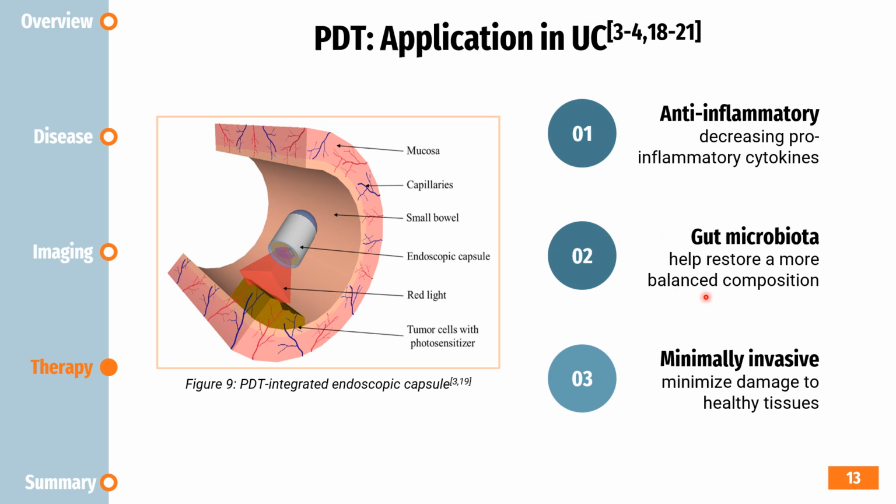Next is the gut microbiota, or specifically modulation of gut microbiota. PDT can restore microbial balance in the gut, which plays a key role in ulcerative colitis, as we discussed earlier. Studies show that it improves colonic healing and regulates intestinal flora, potentially reducing harmful bacteria. These changes, though, may be a direct effect of PDT or an indirect result of reduced inflammation.